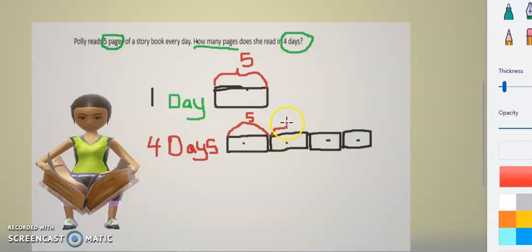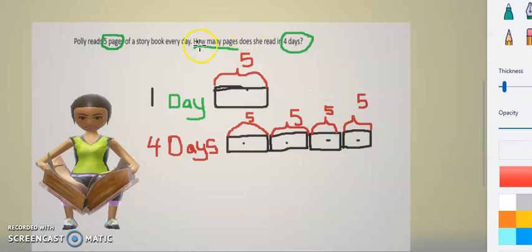My bar model is showing me what each is worth. So this is also worth 5. This is day 3. This represents 5. And this is day 4. This represents 5. So each day, Polly reads 5 pages, right? 5 pages. So she reads 5 pages here, 5 pages here, 5 pages here, 5 pages here. This is day 1, day 2, day 3, day 4.